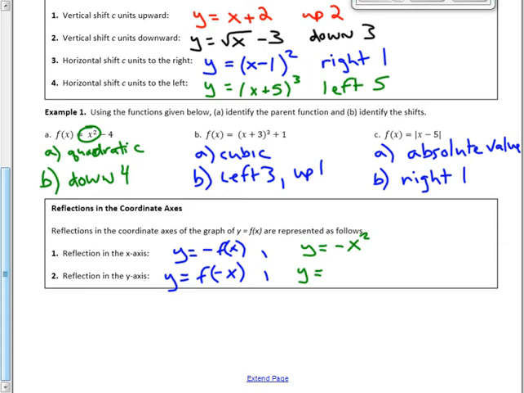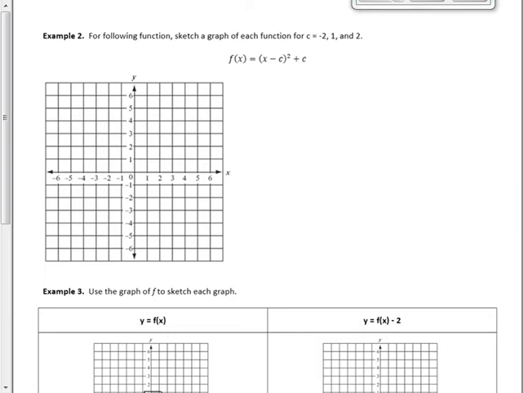Okay. Let's do a cubic function. If I take that negative and I put it on the inside, that means that I'm going to be flipping that over the y-axis, or reflecting it. All the x's on the right-hand side are going to become x's on the left-hand side. And so instead of this going up and to the right, it's now going to go up and to the left because I reflected it across the y-axis. So let's take a look at a couple of these problems here.